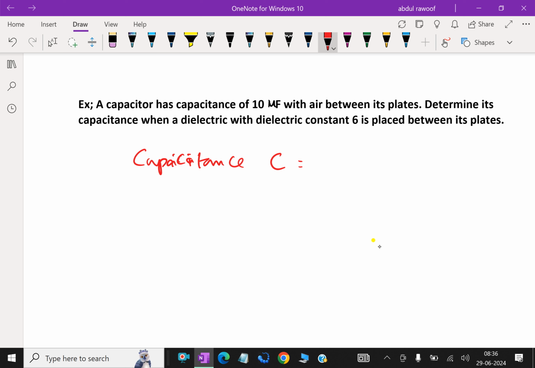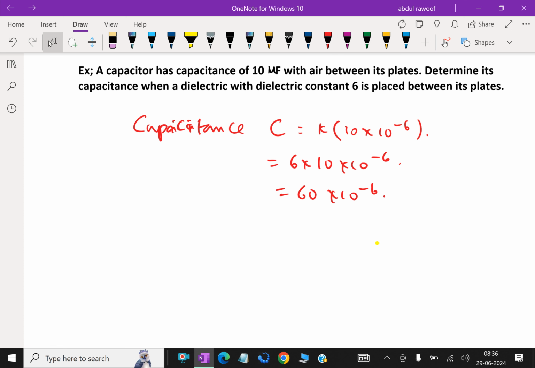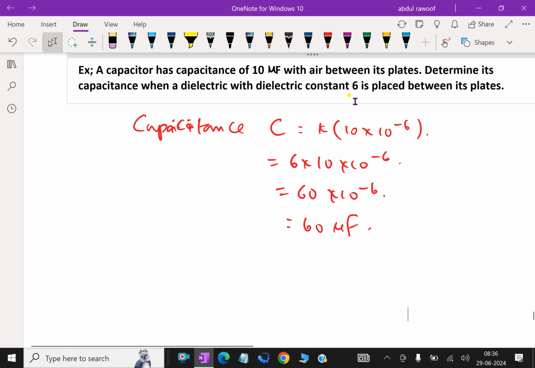C equals K times that 10 microfarad, 10 into 10 power minus 6. Then K is 6, so 6 into 10 into 10 power minus 6 equals 60 into 10 power minus 6, which is equal to 60 microfarad, because as the dielectric constant increases, the capacitance also increases.